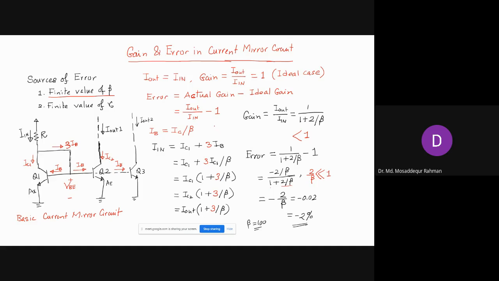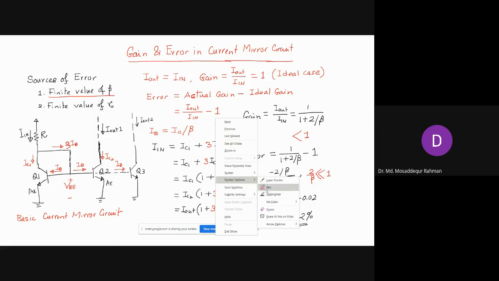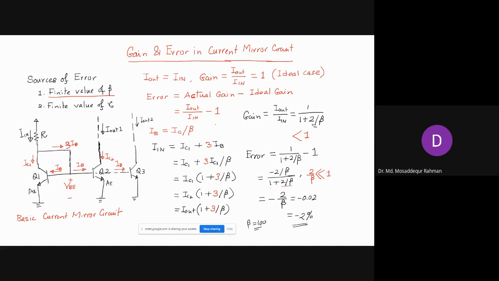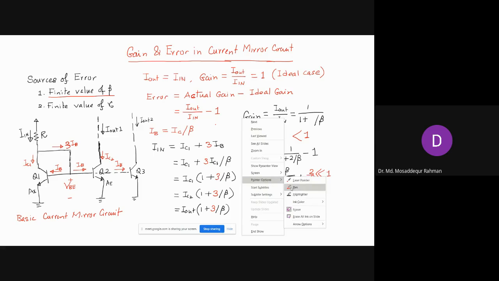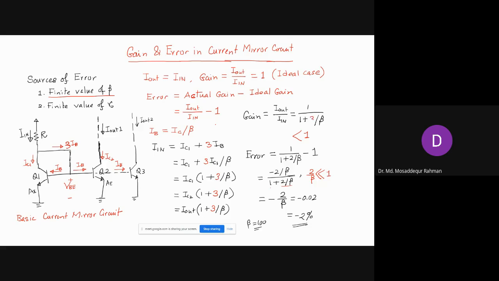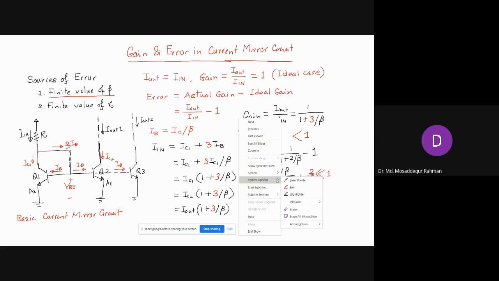So this will be our modification, and then here also we need to change. So that will be our 3 by beta. So gain will further reduce, and so will the error. Error will go in the opposite direction, it will increase. Right?